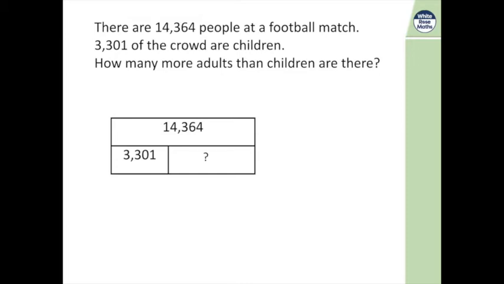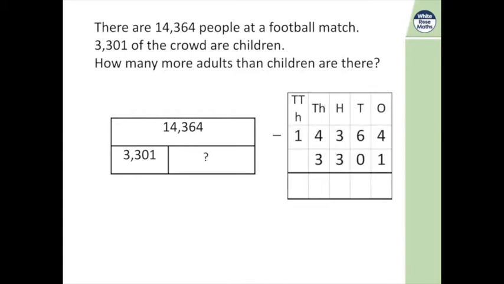Our whole is 14,364. One of our parts is 3,301. We are missing a part, firstly. So let's subtract like we did yesterday. 4 minus 1 is 3. 6 minus 0 is 6. 3 minus 3 is 0. 4 minus 3 is 1. And 1 minus 0 is 1. Our missing part is 11,063.